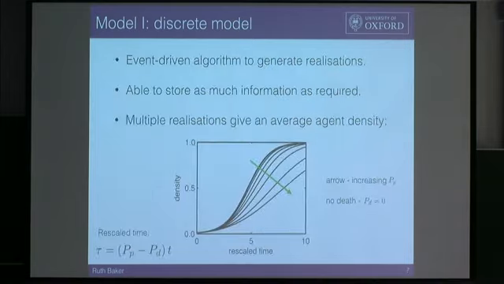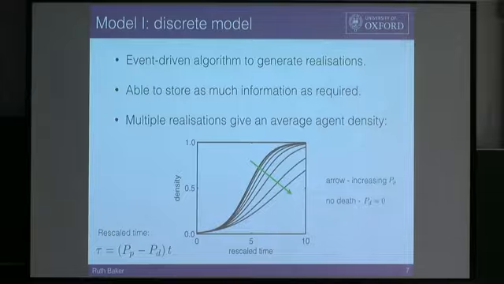Okay, so what can you do? Use just an event-driven algorithm to generate realizations, and from this model you can store as much information as you want. This will come in again when it comes to talking about inference, but the idea is that I can store the position of every single agent on the lattice at every single time point. But that's a lot of information and not necessarily useful, so what we usually do is look at some summary statistic, and for example, you might think about the average agent density.